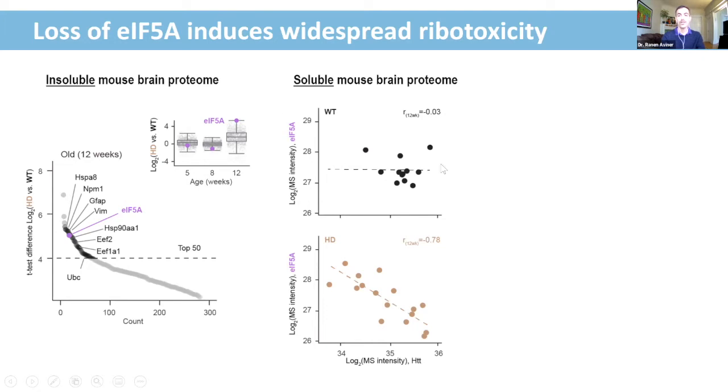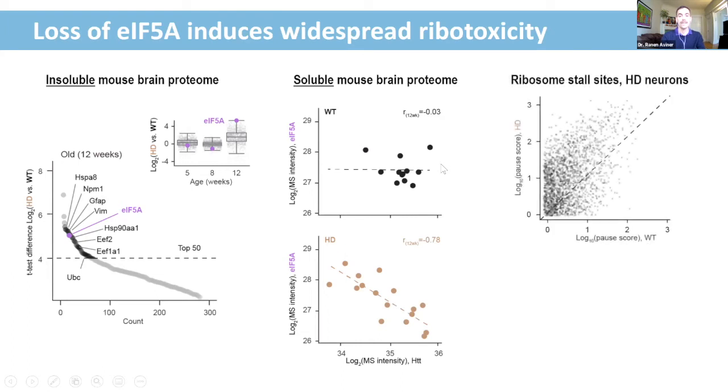And finally, loss of EAF5A, a critical elongation factor, is predicted to cause pervasive ribosome pausing and collisions throughout the entire translatome. Indeed, ribosome profiling analysis of transgenic mouse neurons detected increased pausing on hundreds of transcripts in the mutant cell line. And these disproportionately affect mRNAs encoding for proteasomal and ribosomal subunits, leading to the eventual collapse of protein homeostasis commonly observed in symptomatic patients.